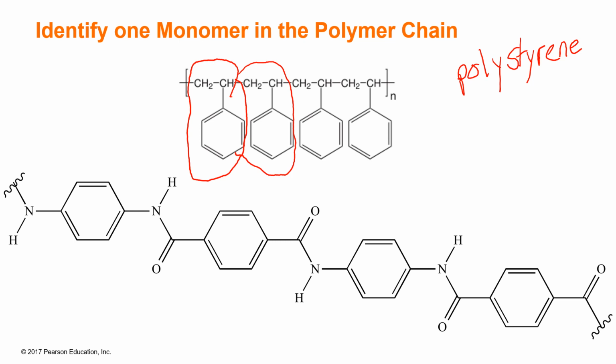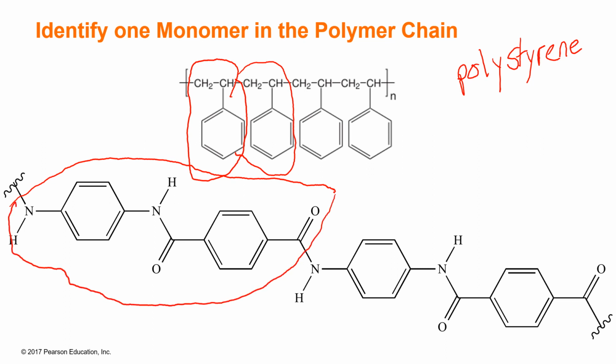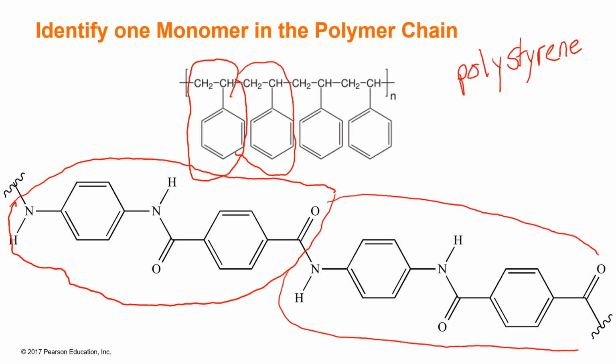Okay, how about our second example? What is the monomer in our second example? Well, this one's a little bit larger. We have a few more atoms that make up our monomer, but it does repeat over and over. So it starts with our nitrogen, and we go down to our carbonyl. And so this is the repeating unit. Okay? And this example is actually known as Kevlar.